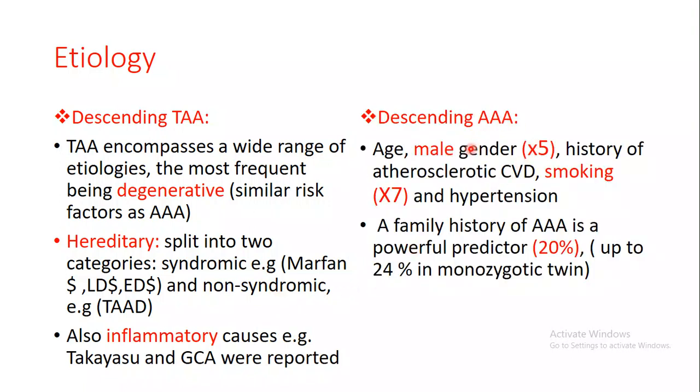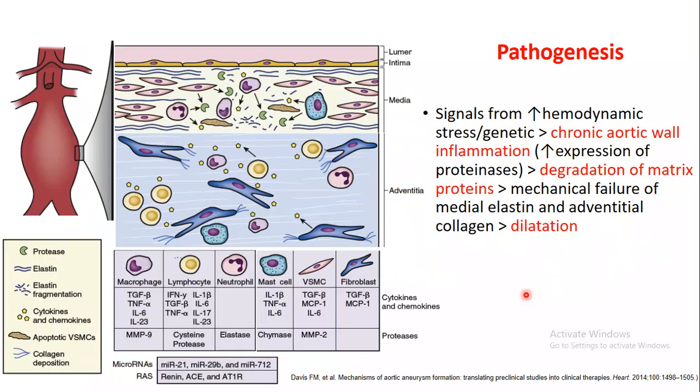Regarding abdominal aneurysm, the atherosclerotic aneurysm is the most common one, with male gender a strong risk factor, a fivefold likelihood in comparison to females, and smoking increases the risk sevenfold. Family history is also present in about 20% of cases and increases to about 24% in monozygotic twins, highlighting the importance of genetic background as a potential player in the pathogenesis of aneurysm.